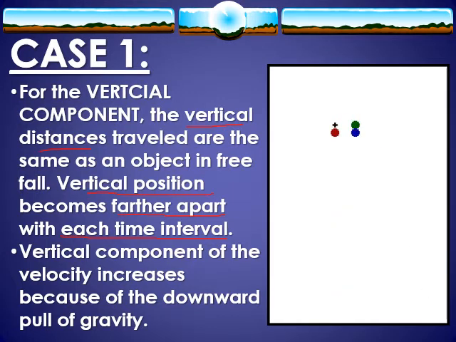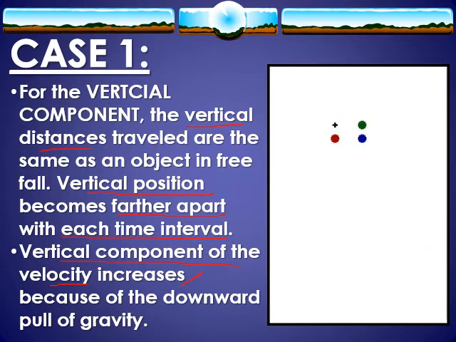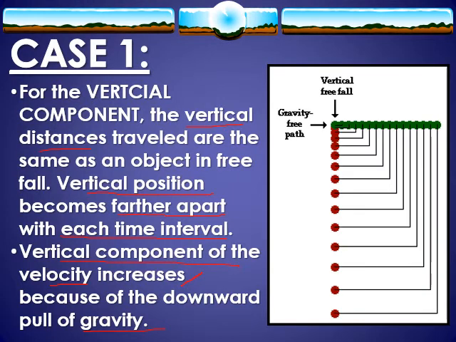Let's visualize. And now the vertical component of the velocity increases. Why? Because of the influence of the downward pull of the force of gravity. Okay?